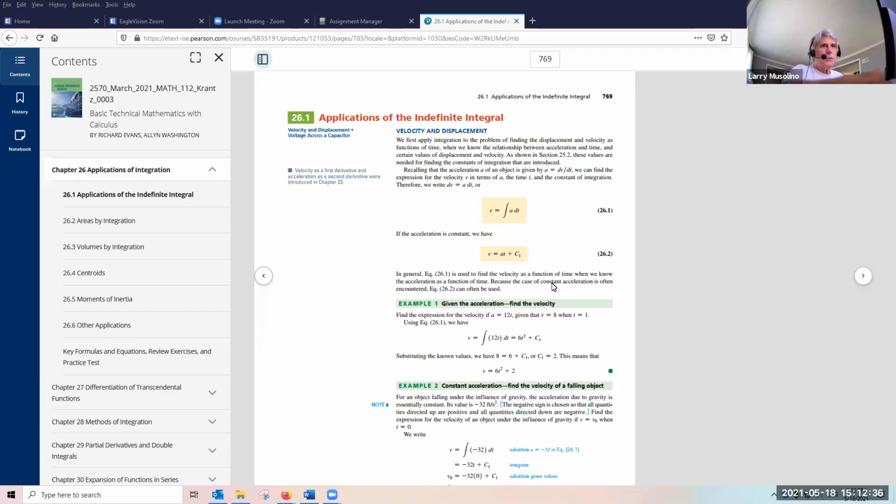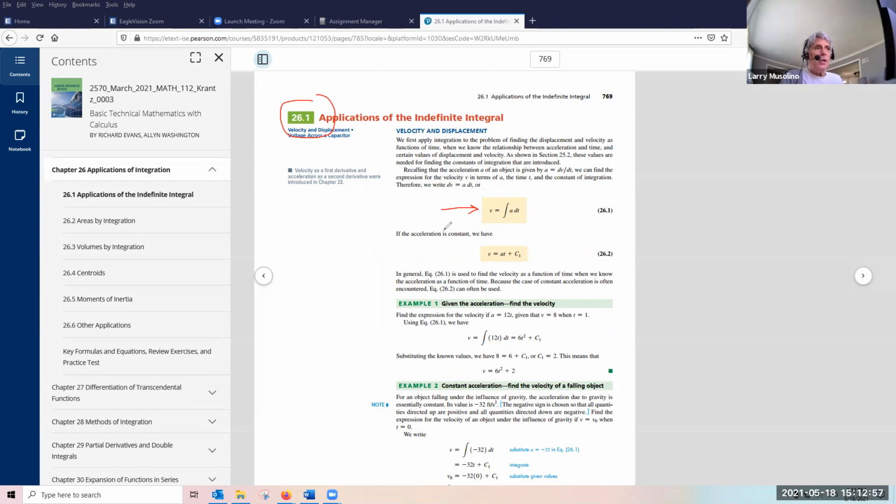I'm recording a short video for the homework in the last week, week 9 of the course, and it has to do with chapter 26. So let me come over here to our textbook, and I want to come here to section 26.1. And here's one formula that's very useful.